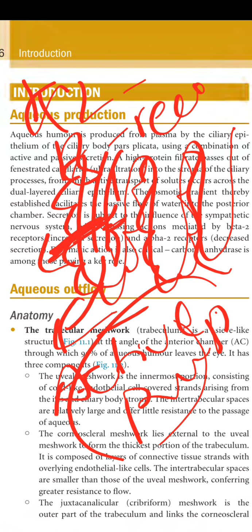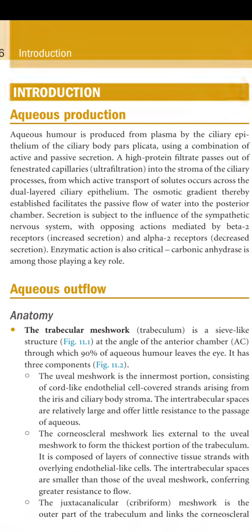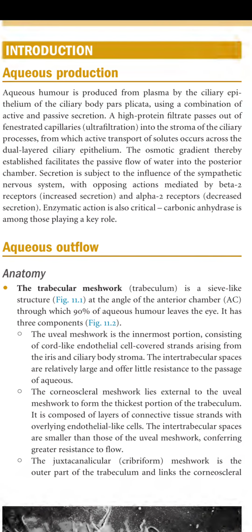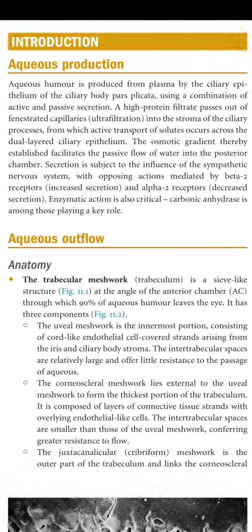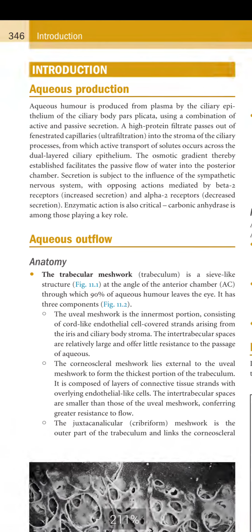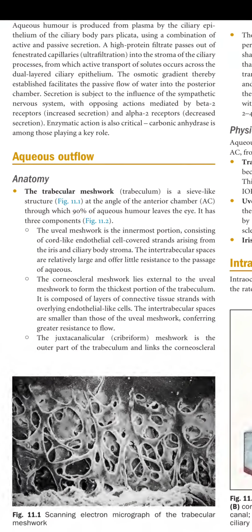So beta receptor increases secretion, whereas alpha 2 agonist decreases secretion. That is why in anti-glaucoma drugs we give beta blockers and alpha 2 agonists to reduce the IOP. So that is how the aqueous humor is produced.